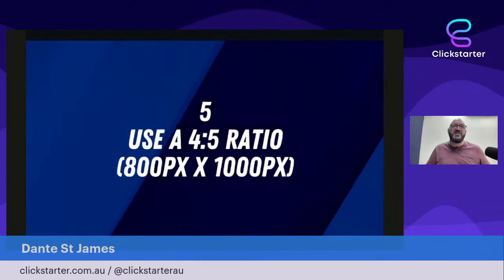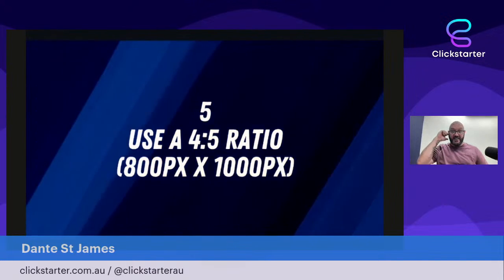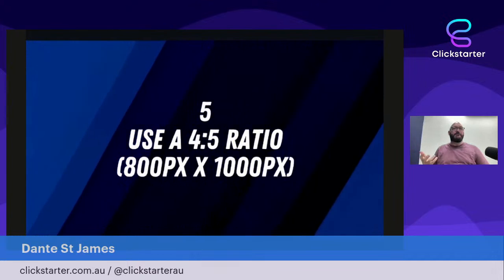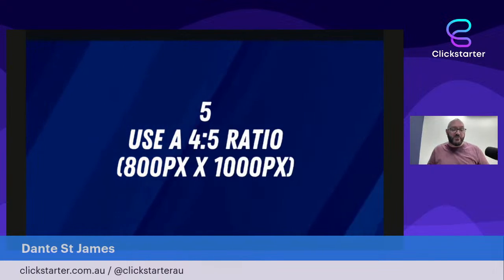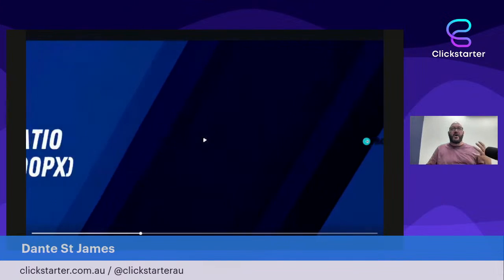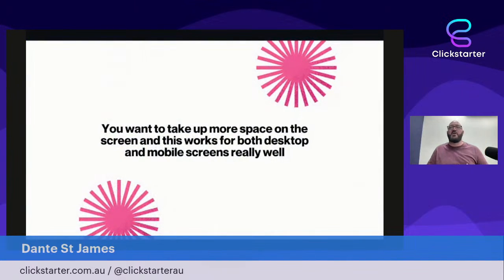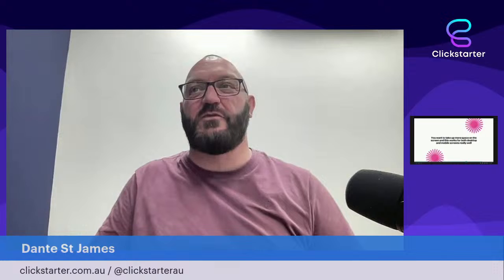Number 5, I want you to use a 4:5 ratio when you're creating these. And I'm showing you how to do that next in Canva. 800 pixels to 1000 pixels, it's enough to take up most of the screen real estate on a phone, and it still looks good on a desktop screen as well. You want this to look good on both kinds of screens. So you want to make sure that it's a 4:5 ratio. It used to be the Instagram mobile ratio. And 4:5 works really, really well.